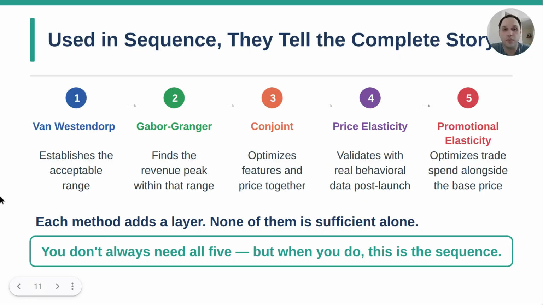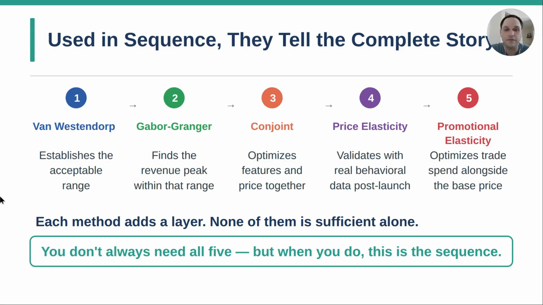While the decision framework tells you which method to use for a given question, it's worth understanding how the methods build on each other when you're doing comprehensive pricing research. Van Westendorp first. It establishes the acceptable range and gives you price points to test. Gabor-Granger second. It finds the revenue peak within that range. Conjoint third. If you're also optimizing features, it tells you how the product bundle affects willingness to pay.